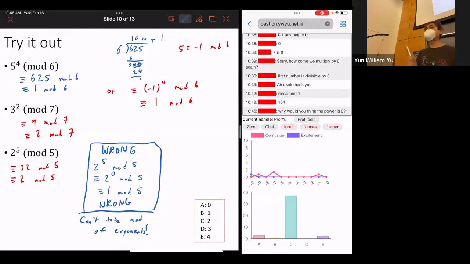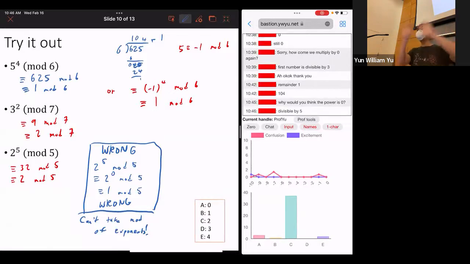There are other tricks that we'll eventually learn about how to do modular exponentiation. We have not gotten there yet, and that won't be until after reading week. So I would just be careful about that. When you take powers, you cannot just use the mod tricks for the powers. You can for multiplication and addition, but you can't for powers. And this is one of the ways in which suddenly modular arithmetic feels different than ordinary arithmetic.